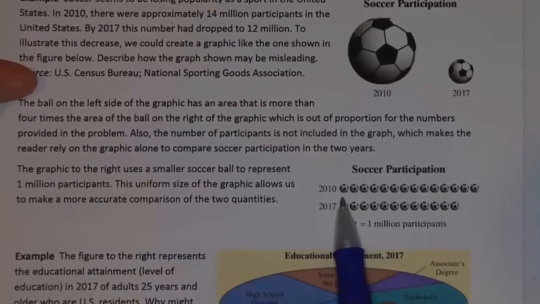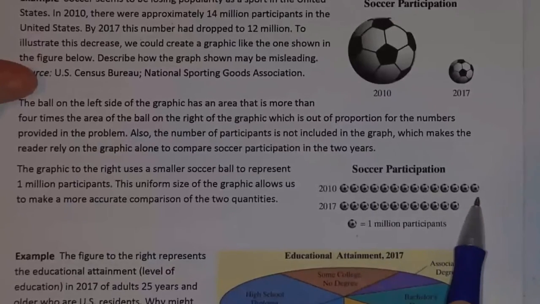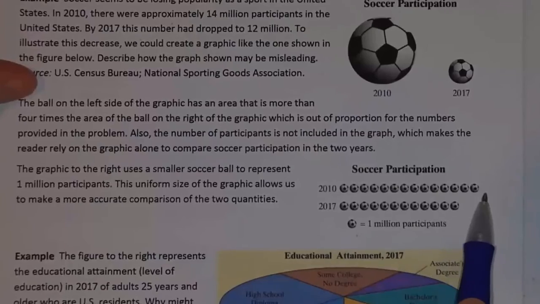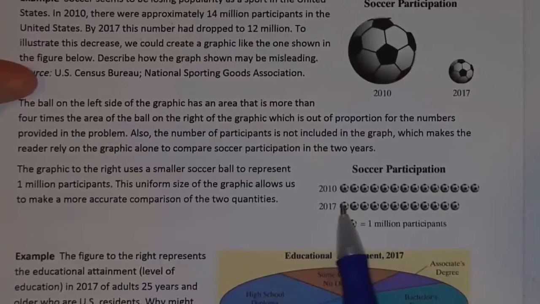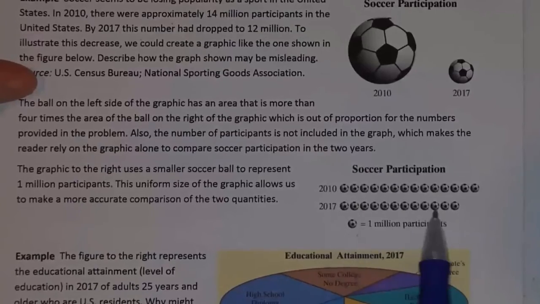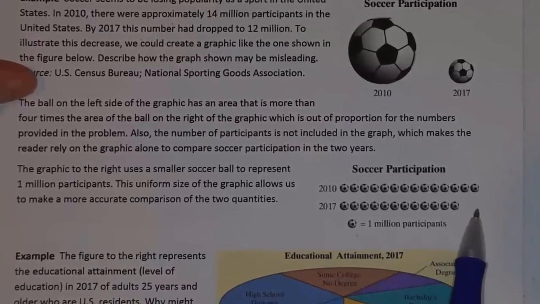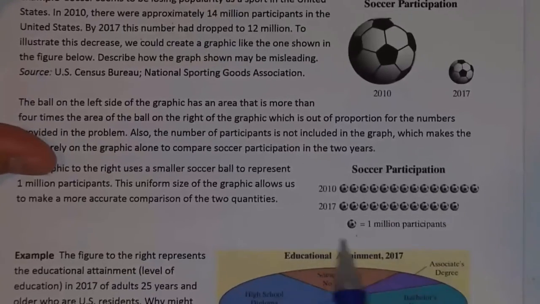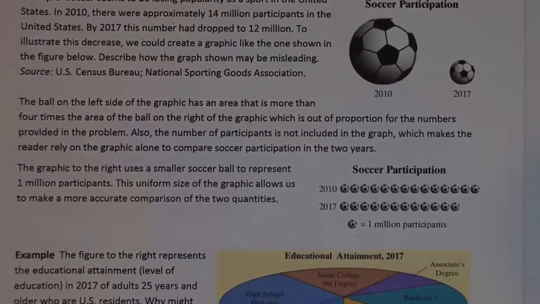So if each soccer ball represents 1 million participants, then in 2010, we have 14 soccer balls for 14 million participants. In 2017, we have 12 soccer balls for 12 million participants. And so we can clearly see the difference is 2 million participants. So we can have cute graphs without having misleading or misrepresentative graphs.